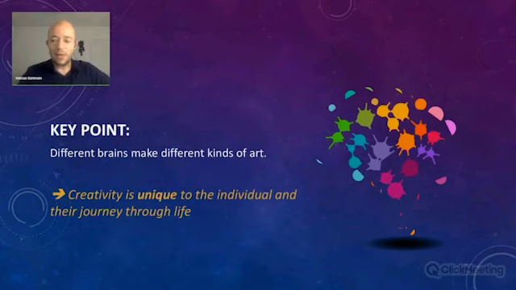So a final slide now, just to sum up: different brains make different kinds of art. And where we are in our lifetime, where we are in our neurodegenerative process, creates something very unique in us that we can also express in a unique way. That is really a way in which we are capturing our unique biology through our artistic creation. So creativity is unique to the individual and their journey through life.